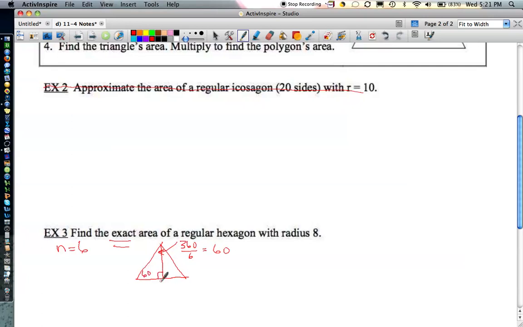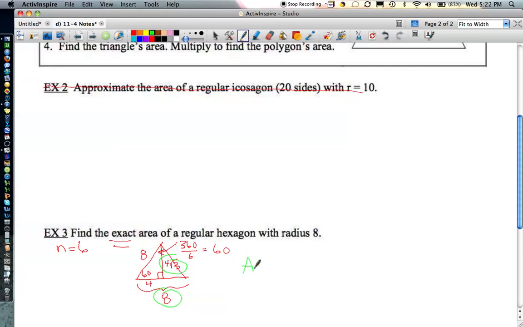Now this is a 30, 60, 90 triangle. Radius of 8. So again, the side opposite the 30 degrees is the smaller side, so that means this side would be 4, and the whole length would be 8. The altitude is opposite the 60 degrees, so that's 4 root 3. So the 2 bits of information that we had to find are the apothem and the length of the side to do our area of a regular hexagon.